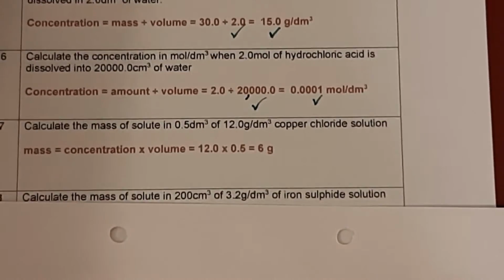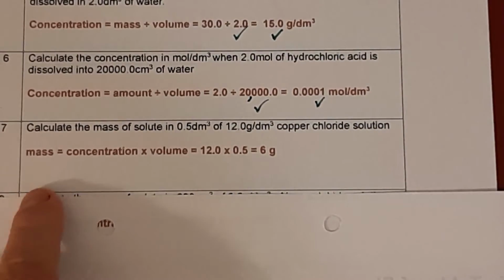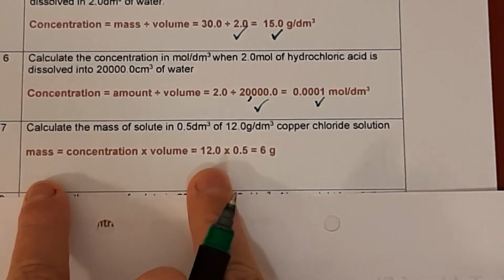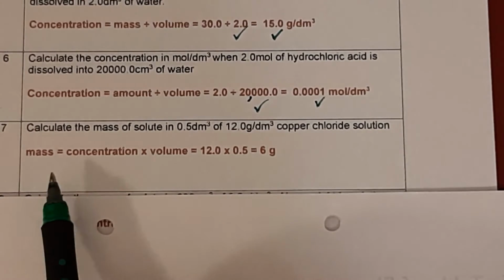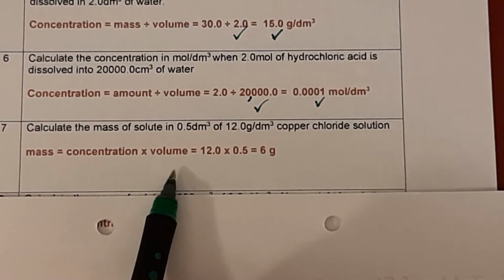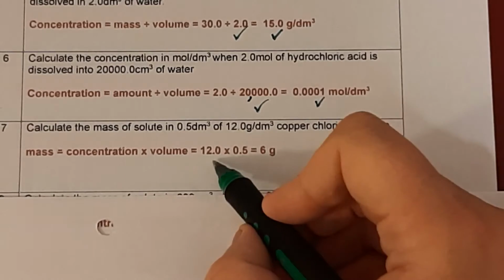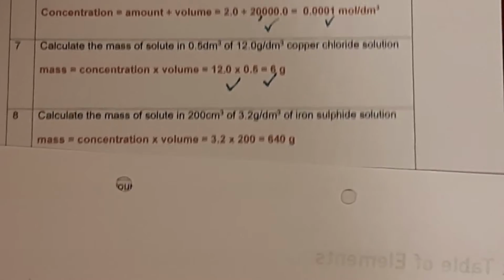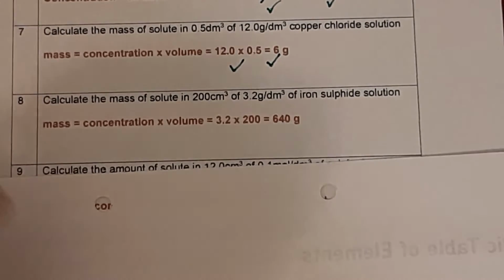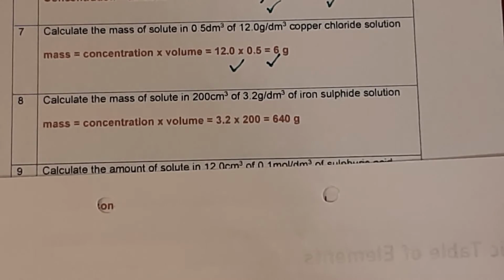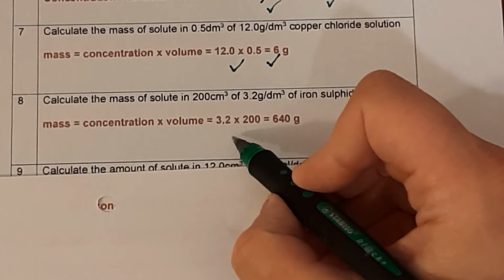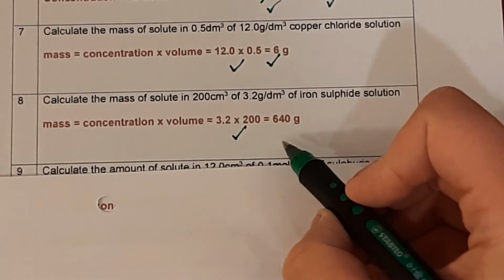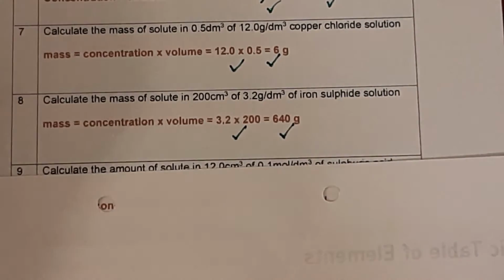Question 7. Okay, so question 7 involves us rearranging the equation here. Okay, so now we have the mass equals concentration multiplied by volume equation. So your first mark is for doing 12 multiplied by 0.5. Your second mark is for the answer of 6. Question 8, it's the same equation. Okay, so it's second chance to get this right. 3.2 multiplied by 200 gives us 640.